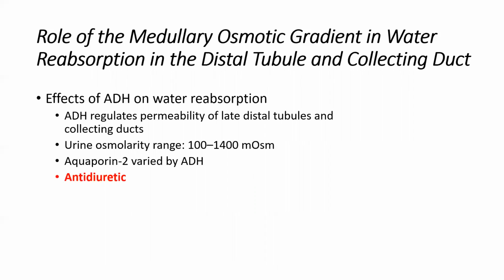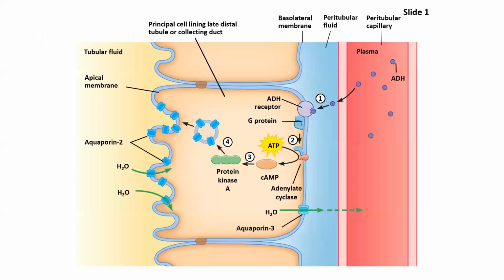ADH basically regulates the permeability of the distal tubule by inserting those aquaporin 2 channels. And this is what allows the range of the osmolarity of urine that I mentioned. It can be as watery and as dilute as 100 milliosmoles, or as concentrated as 1400 milliosmoles. And this regulation is under the influence of ADH, which inserts more aquaporin 2 channels into the membrane. So let's look at how ADH does this.